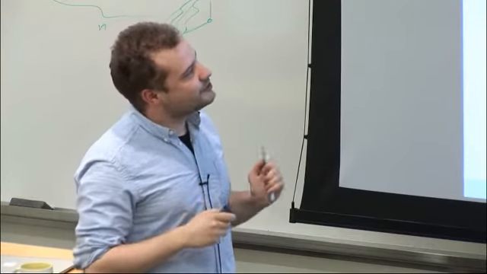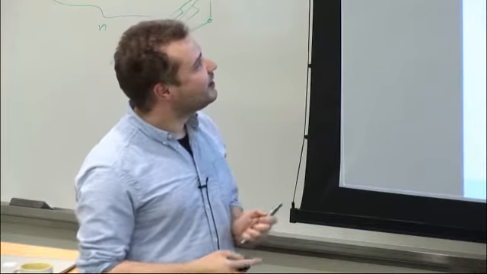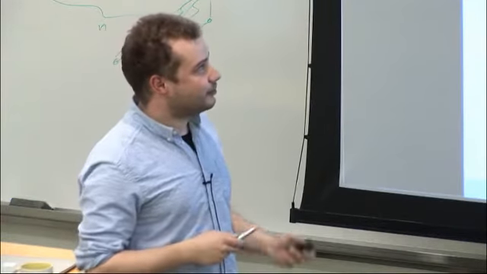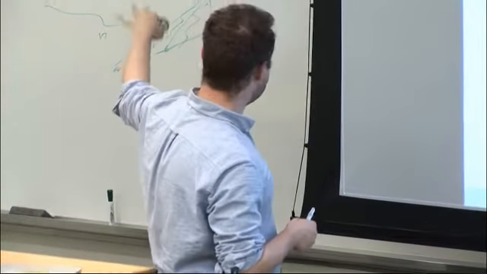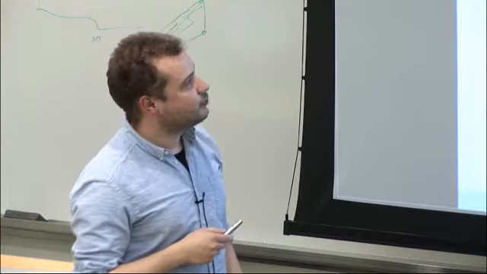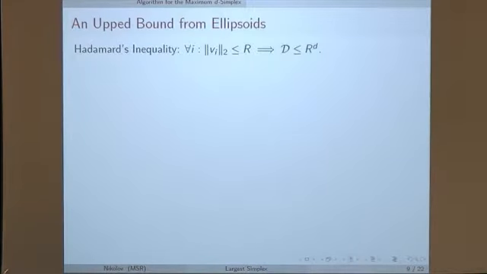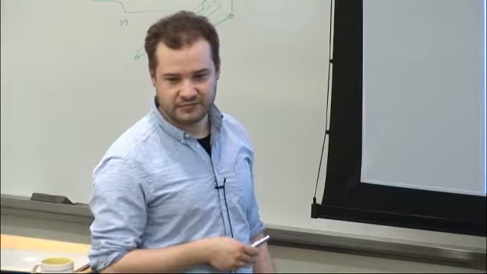So here's the basic upper bound we use, with some modification. Here's one upper bound that we have available. Again, remember, we have this problem now of finding the largest determinant of a d by d square submatrix. I'm claiming that if all columns of this matrix have length at most r, then any determinant of this matrix has absolute value at most r to the d. And that's just Hadamard's inequality, a basic statement about determinants of matrices.